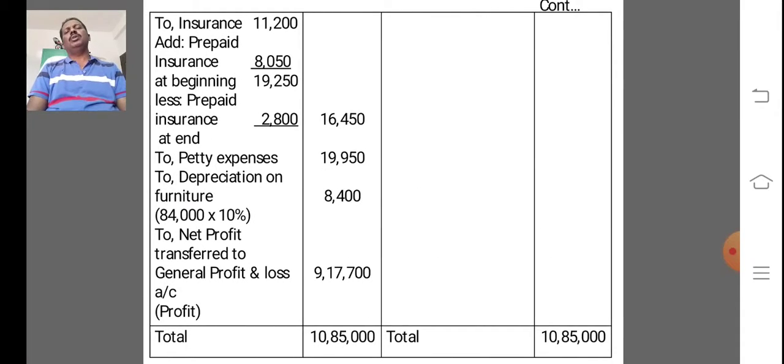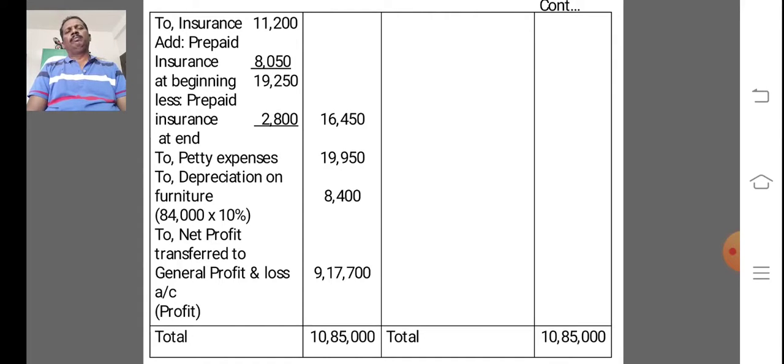And again debit insurance 11,200. Add prepaid insurance 8,000, prepaid insurance at the beginning 8,050, 19,250 less prepaid insurance at the end 2,800. The final balance is 16,450.